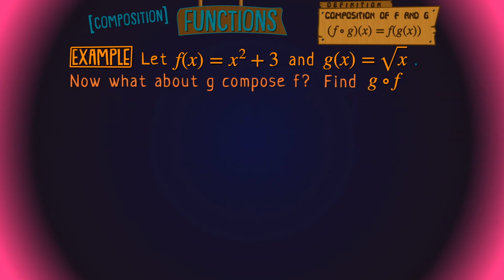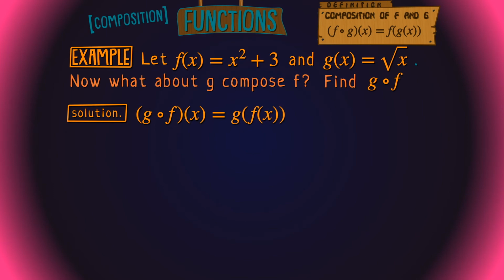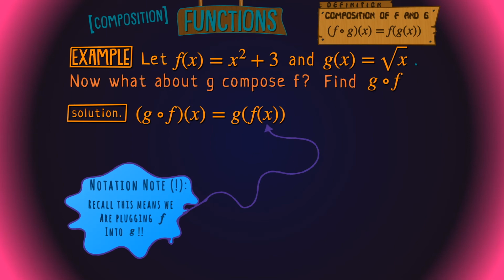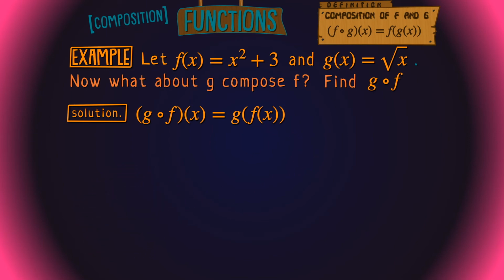Now what about g compose f? Well, same thing. G compose f is really g of f of x, and that means that we're plugging in f to the function g. So this is going to be really g of x squared plus 3. The g of anything is the square root of anything, and so we get the square root of x squared plus 3.